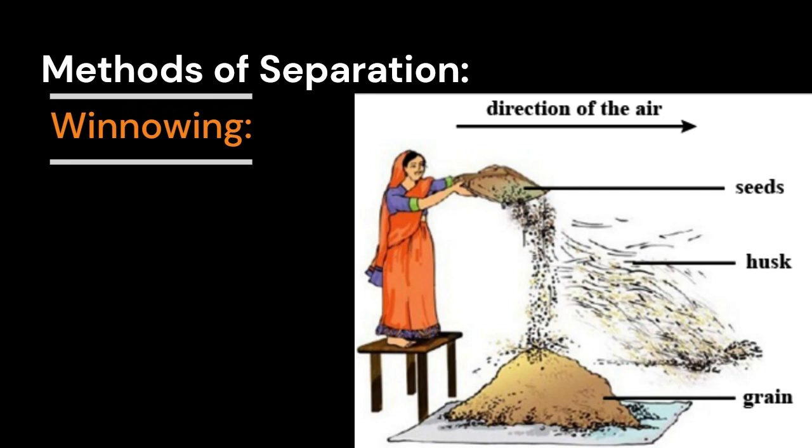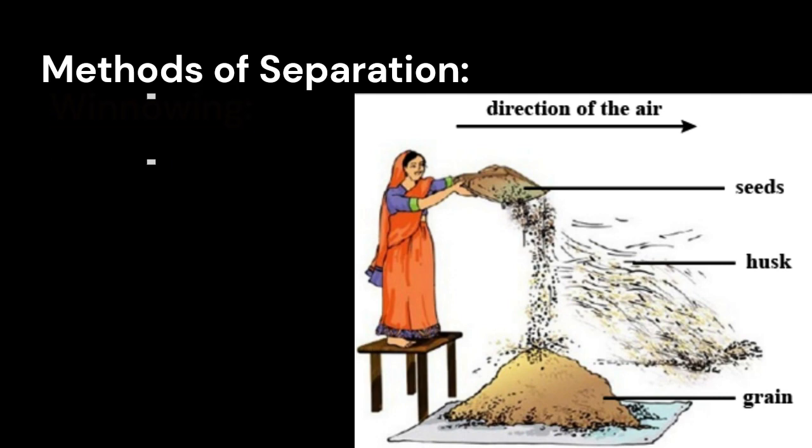Winnowing is a process of separating lighter and heavier components of a mixture using the wind or blowing air. For example, when separating husk particles from grain seeds, farmers use the method of winnowing. They toss the mixture in the air, and the wind blows away the lighter husk particles while the heavier seeds fall back to the ground.